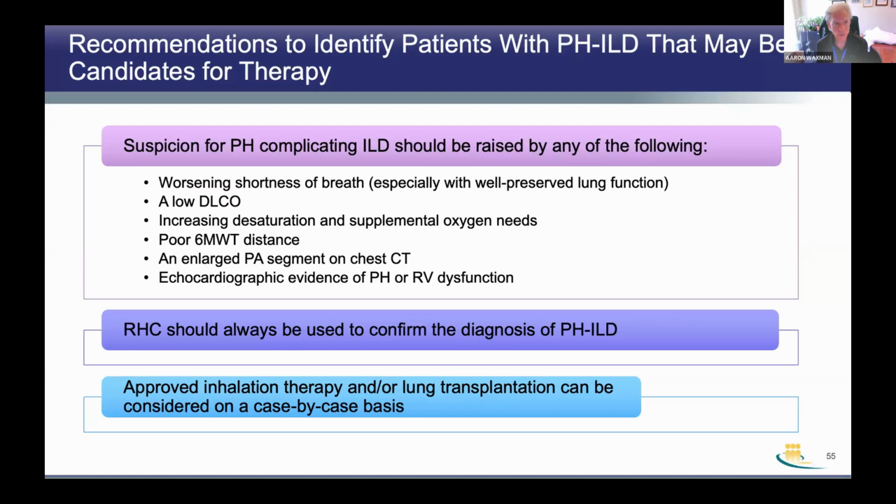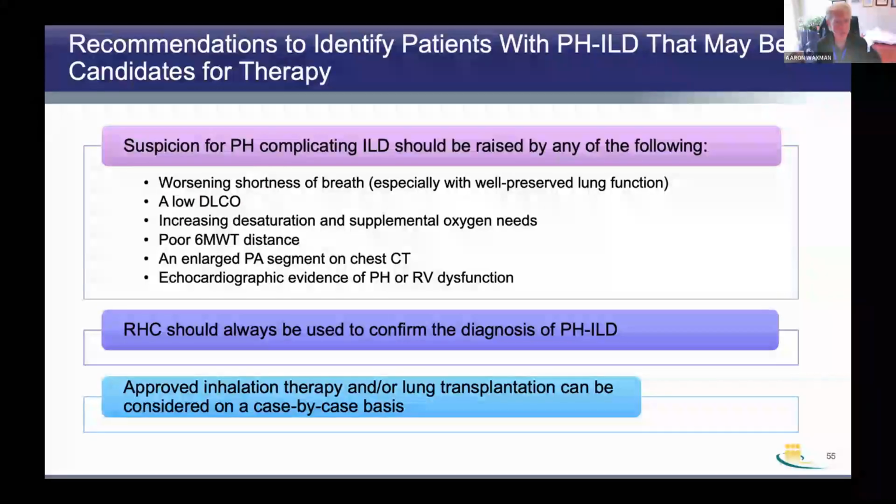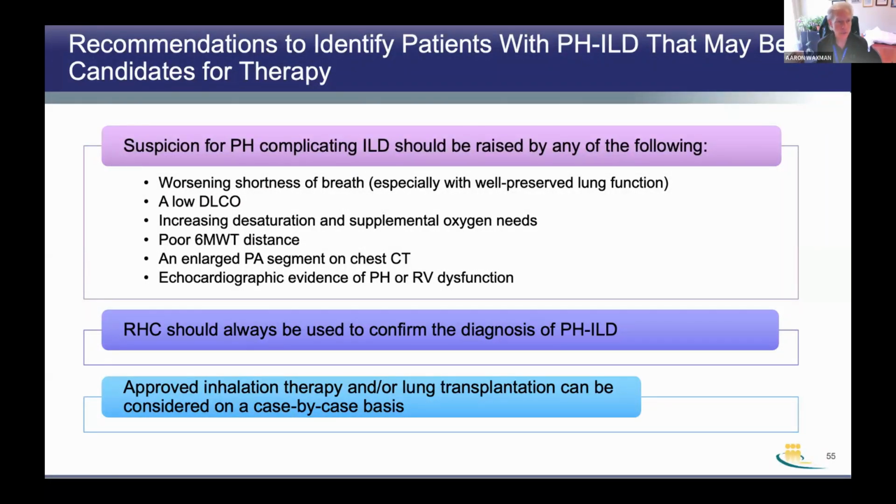Clearly, progression of their symptoms, worsening of shortness of breath, especially if their lung function is preserved, a low or decreasing diffusing capacity, more frequent desaturations and an increased need for supplemental oxygen, worsening 6-minute walk distance, enlarging pulmonary artery segment on the chest CT relative to the aorta, and certainly echocardiographic evidence of pulmonary hypertension or right ventricular dysfunction.